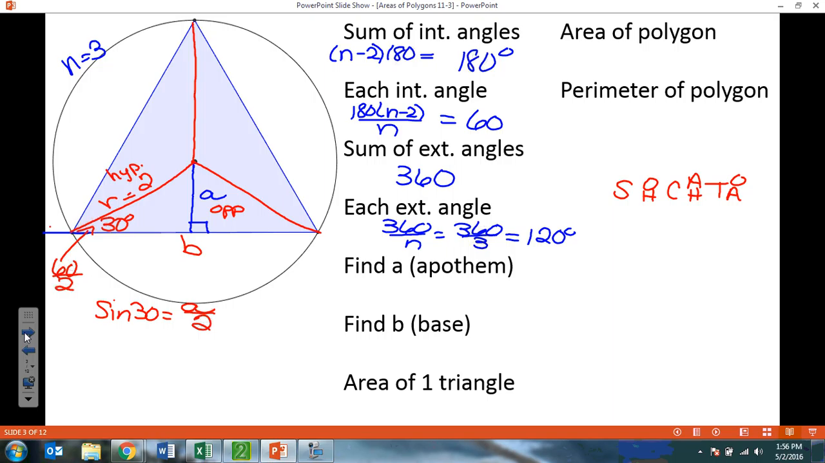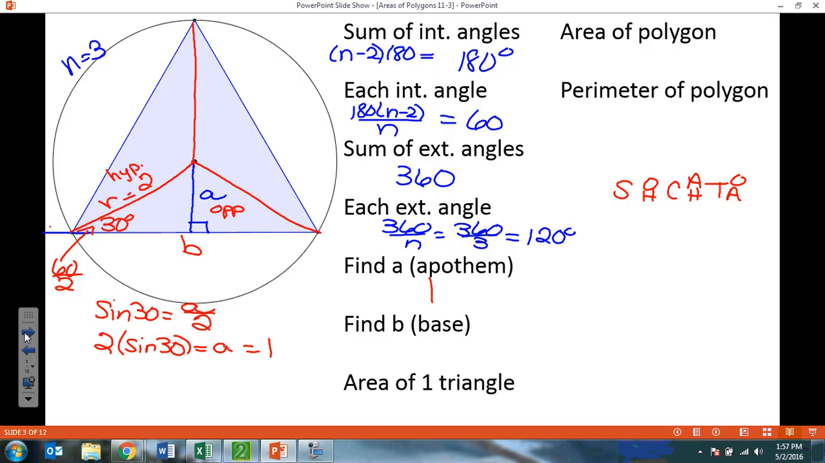Everybody get? Okay, we're taking the sine of 30 times 2. What do we get? 1. Okay, everybody get 1 for their apothem? Okay, 1 unit. So we found our apothem.